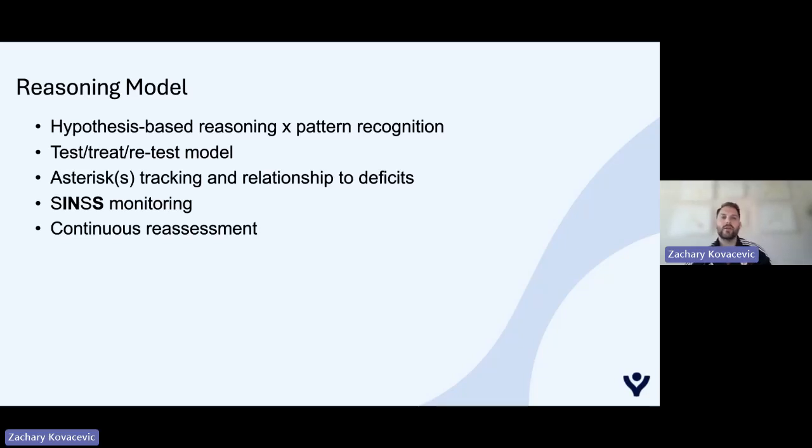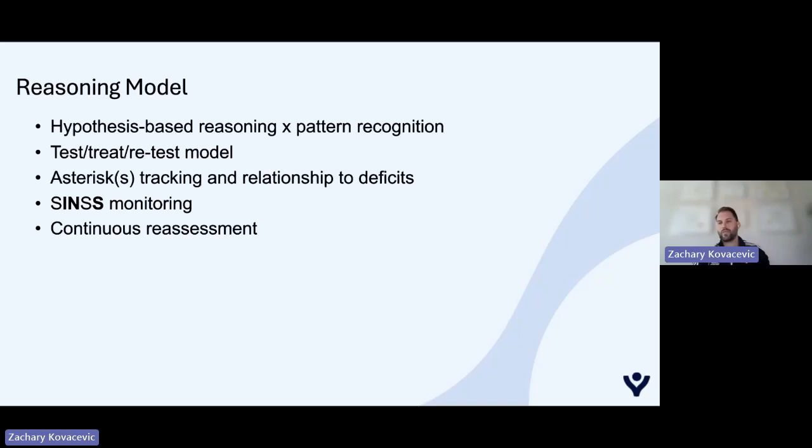And then I alluded to this already, but impairment tracking or asterisk tracking, those two words are synonymous. And then ideally we're finding asterisks or impairments that are relevant to the condition, right? Not just impairments that we all have. We all have some impairments to some degree, but which impairments are relevant to this individual with radiating lumbar spine pain, and how can we intervene to improve those impairments to improve their symptoms and function?